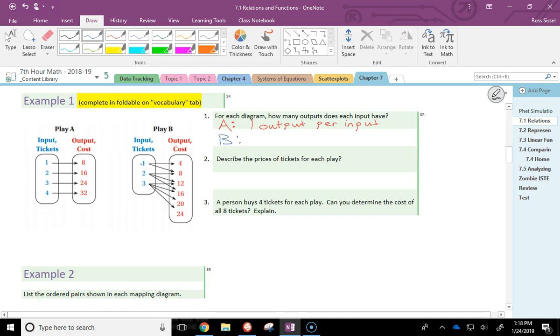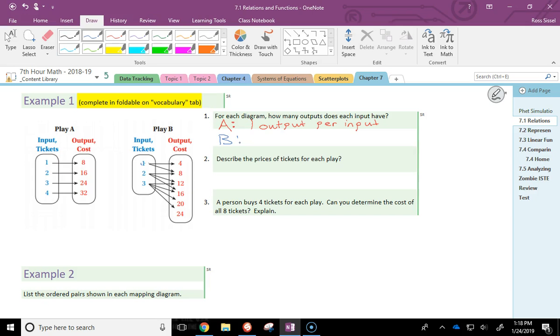Play B is going to be a little bit different. Go ahead and look at play B. How many outputs are there for each input? Blake? Well, for 2 and 3, there's 3, and for 1, there's 2. Partially right. There's 4 for number 3.